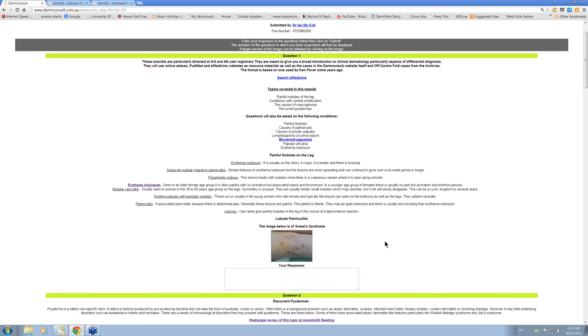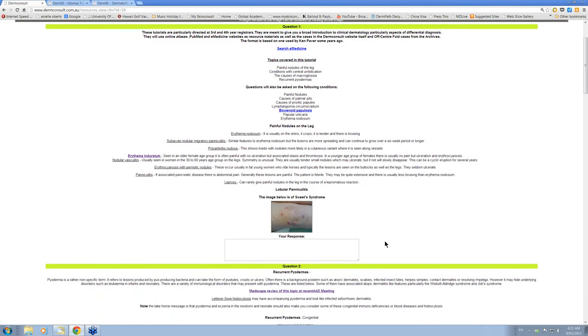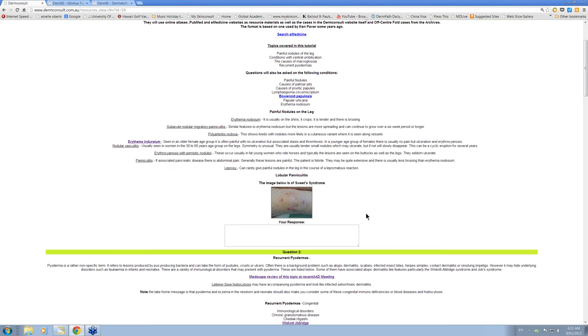Again, another disorder altogether, but you go looking for underlying problems if you've got Sweet's, especially your bowel disease, your ulcerative colitis, your Crohn's, rheumatoid, and look for blood abnormalities, especially if you get the variant with pseudoblistering in the back of the hands.